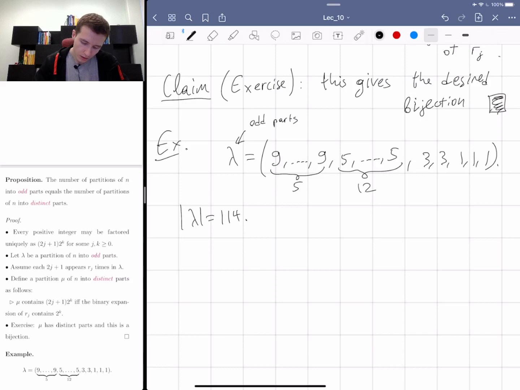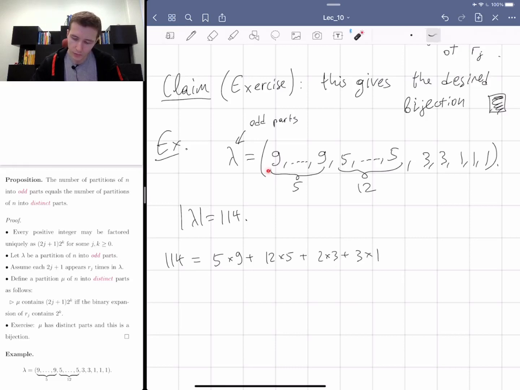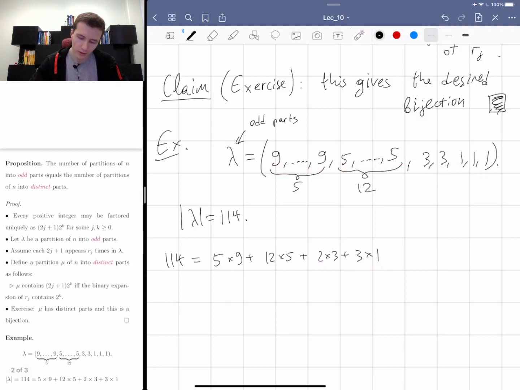So I can write lambda in the following way: 5 times 9 plus 12 times 5 plus 2 times 3 plus 3 times 1. I'm just recording these numbers in this form. Now, these numbers here are r sub j's. So I'm going to replace them. I need to look at binary expansions of the r sub j's.